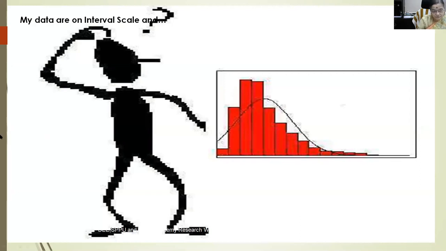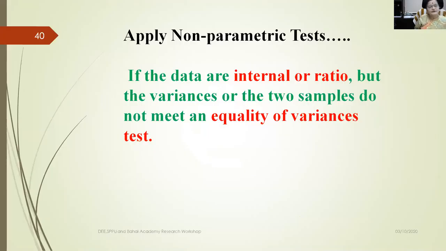So if we have all the 4 assumptions for regression equations, then we can propose regression equations by the end of correlation research. Sometimes, even if data is measured on an interval scale, it doesn't follow the distribution rules and shows non-normality characteristics. Then what to do? If the data are on an interval or ratio scale and the variances of the 2 samples do not meet equality of variance, then what to do? Then apply non-parametric tests even if data are measured on an interval or ratio scale.